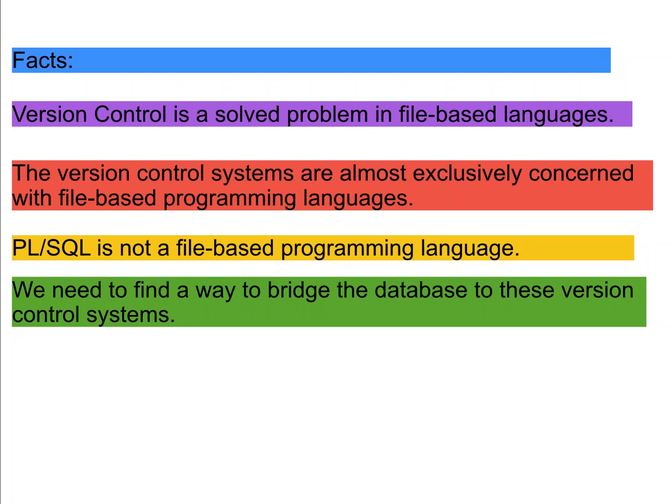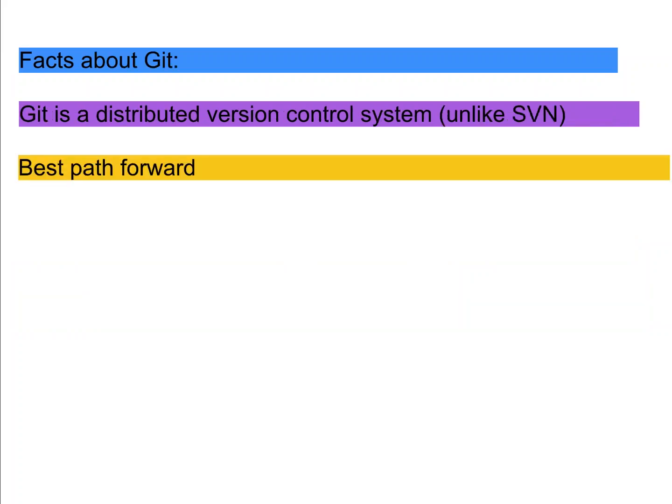So either we come up with something new, that's one option, we invent a new version control system for PLSQL, or we just use an existing one and come up with a bridge, a solution between them. And I'm going to use this word bridge a lot. We chose this last one. We chose to build a bridge because we believe it's the best path forward.